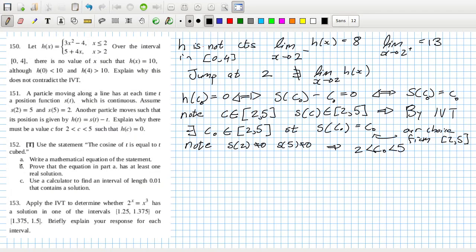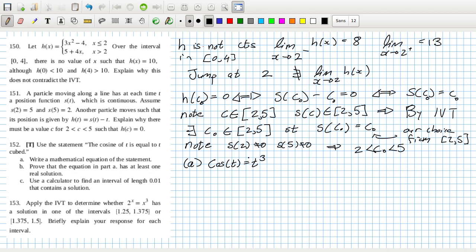152. Use the statement the cosine of t is equal to t cubed. Write a mathematical equation for the statement. Okay, so they want us to use our calculator. We don't need to open up software. So cos t equals t cubed.